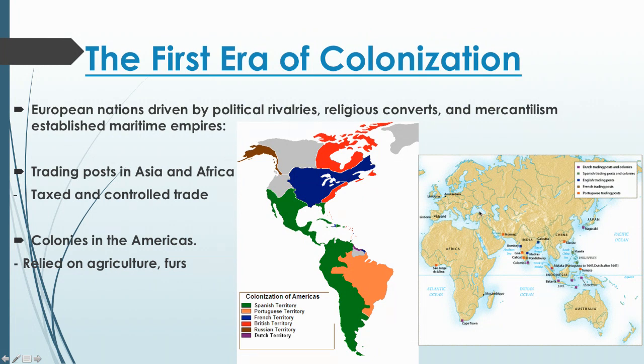Over in Asia and Africa, primarily the Portuguese followed by the Dutch, it's about taxing and controlling trade. Over here in the Americas, because the indigenous populations were less prepared to resist, we see lots of land ownership, and then we see plantation agriculture developed, as well as the fur trade, especially with the French.